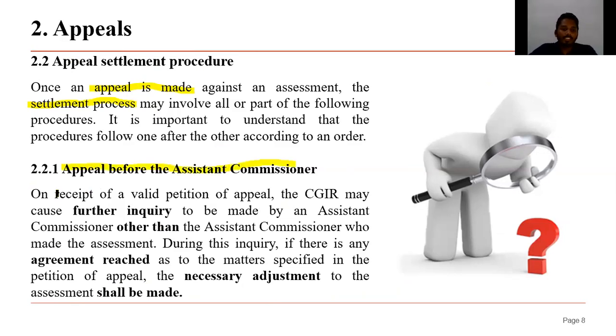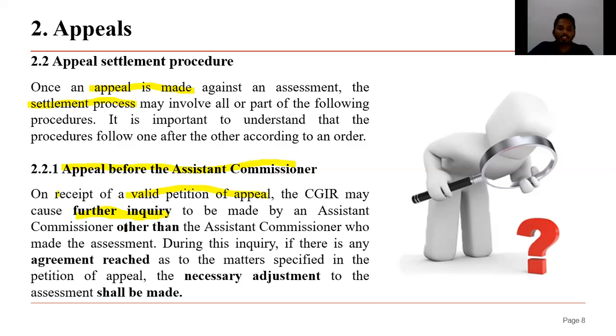Soon after you submit the appeal, on receipt of a valid petition of appeal, the department, the CGIR, may cause further inquiry. There may be a request for additional information. Even if you submit that this is a bad debt, you need to prove it with supporting documents. If you did not file the supporting documents with the appeal, then the department will make a request for additional documents.